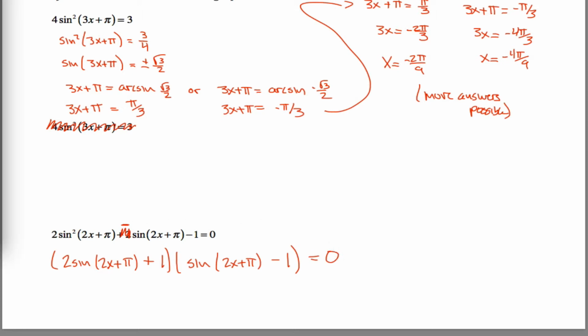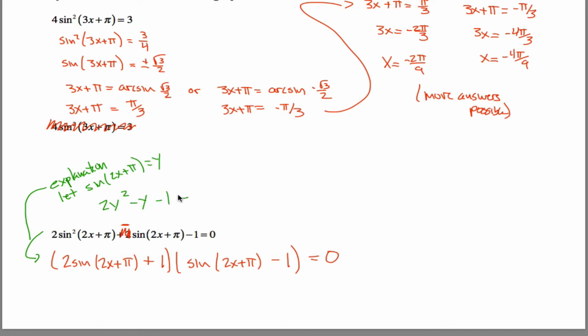If you have trouble with the factoring, maybe I'll explain this step up here. Explanation. The way you can factor this is you can substitute. So let's let the sine of 2x plus pi equal y. So then you come down here, and instead of sine of 2x plus pi, I'll write y. So 2 of those things squared, I got 2y squared minus y minus 1 equals 0.